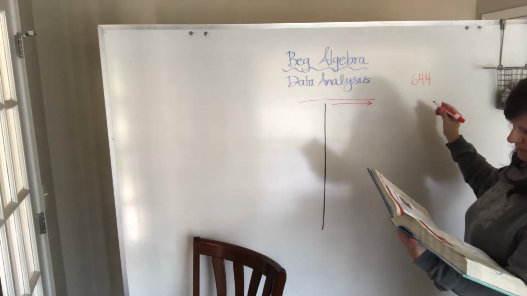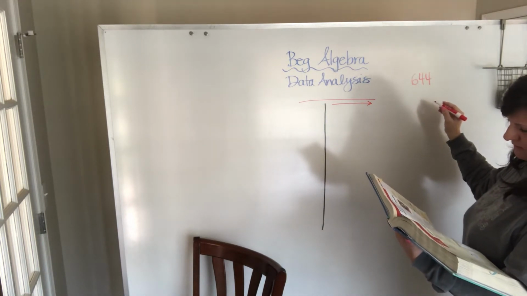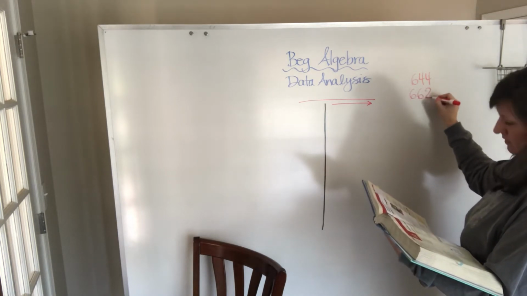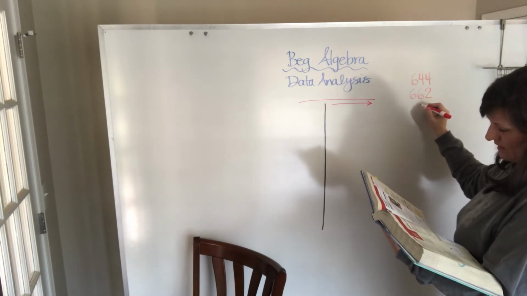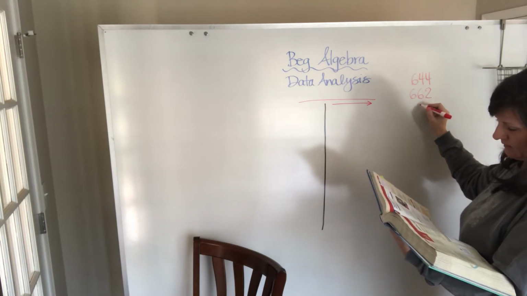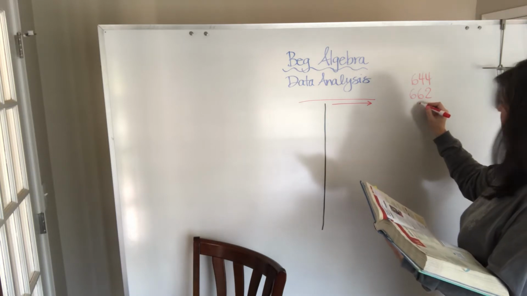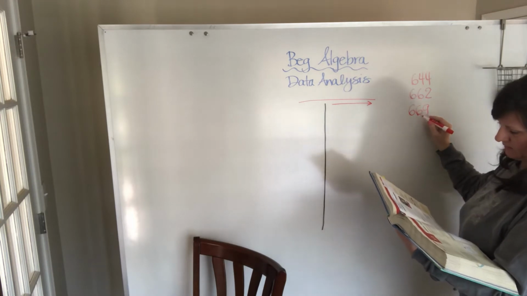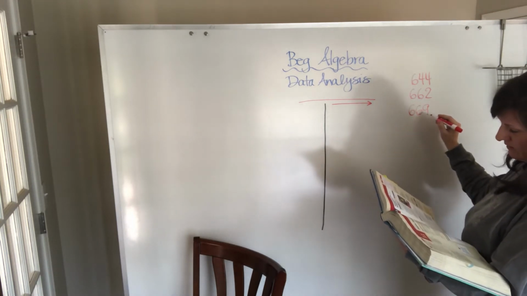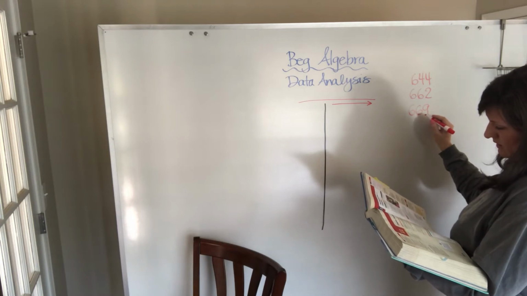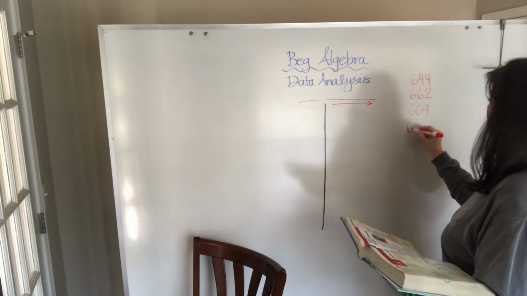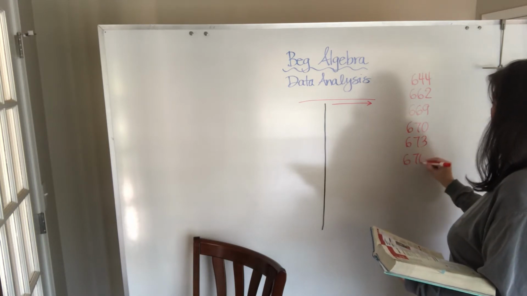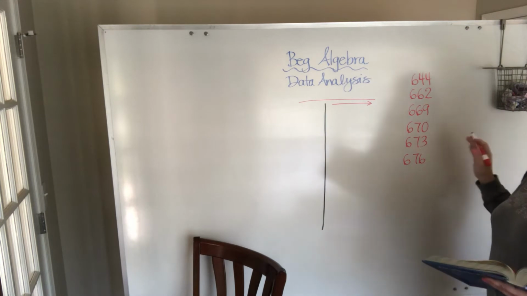I'll look at the next one, and I believe it is 662. And then we have 669. Then 673, and then 670. Then 673, 676. All right. I'm going to start with that just because that gives us a good basis for what we're going to do.